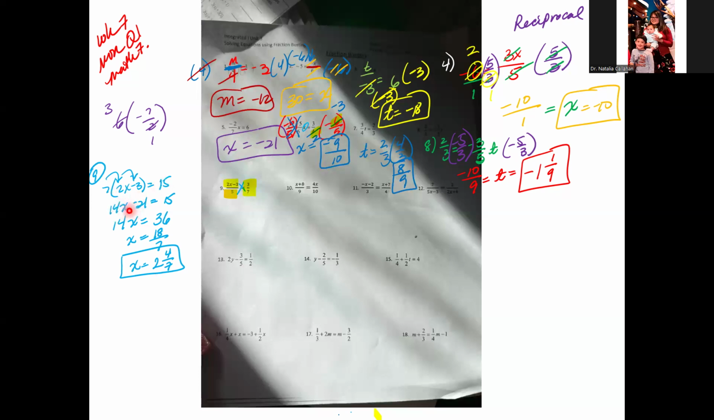14x minus? I don't think you have that. When you distribute, 7 times 2 is 14x. 7 times negative 3 is negative 21. And then solve.